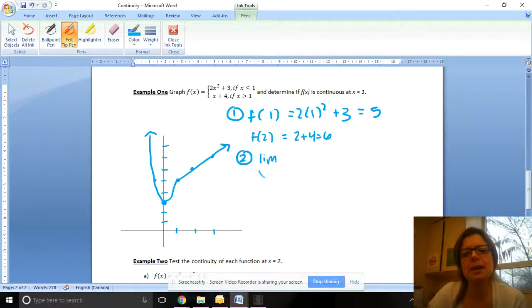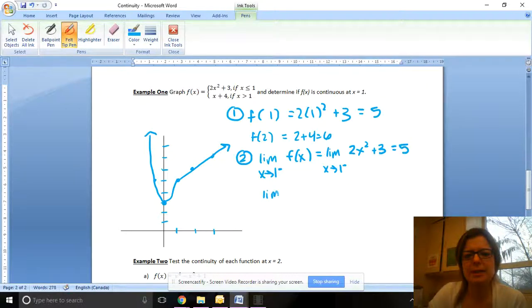So the limit as x approaches 1 from the left of f at x, well, filling in, we would choose the function 2x squared plus 3, because that's what's happening before we get to 1. So that gives us 5.